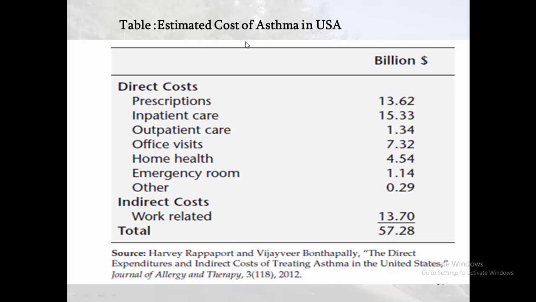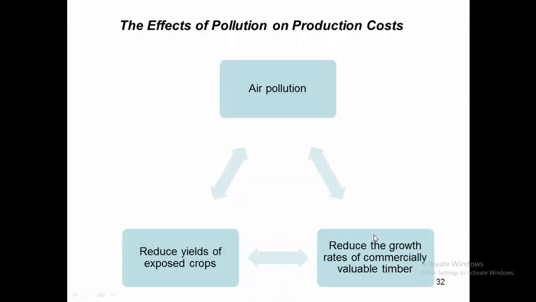In this chart, we see an example taken from the Field book. We see the different direct costs: prescription, inpatient care, outpatient care, office visits, home health, emergency room, and others. And the indirect costs are work-related costs, that is, the loss of working hours, which is 13. So by adding the direct and indirect costs, we get the total cost.